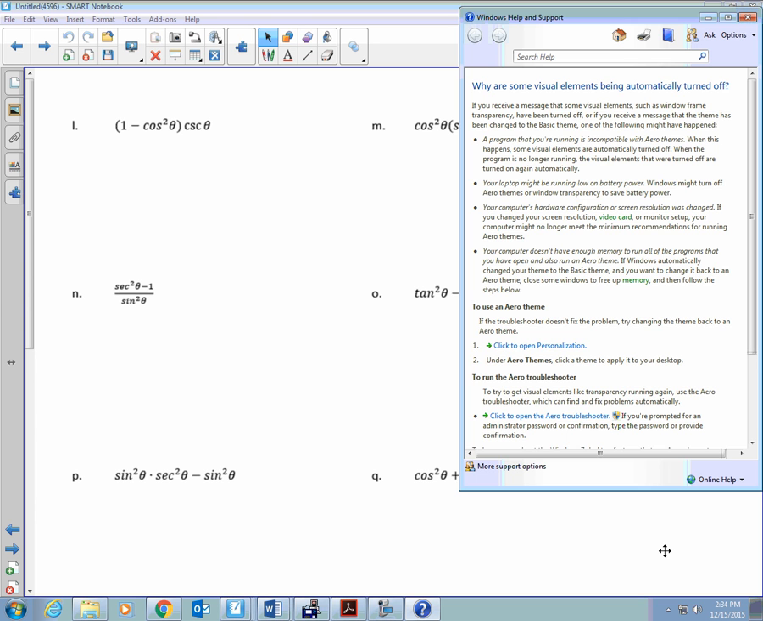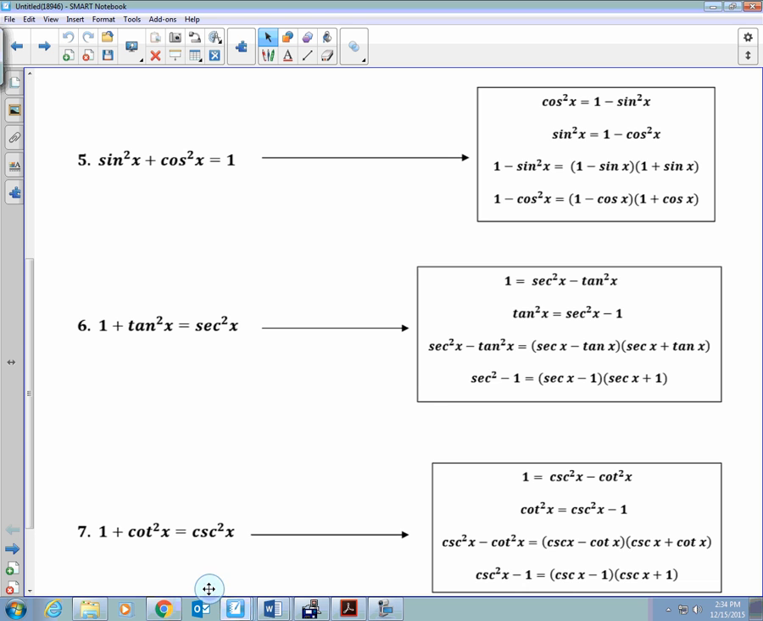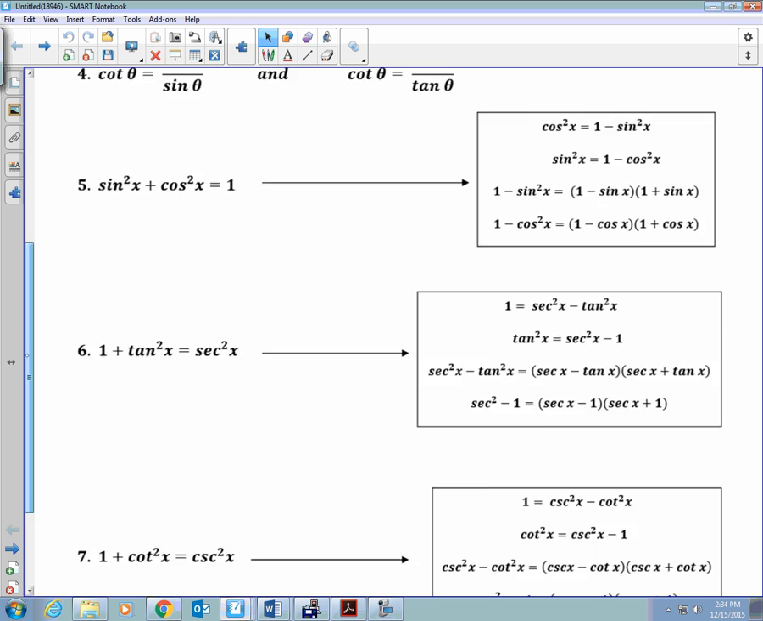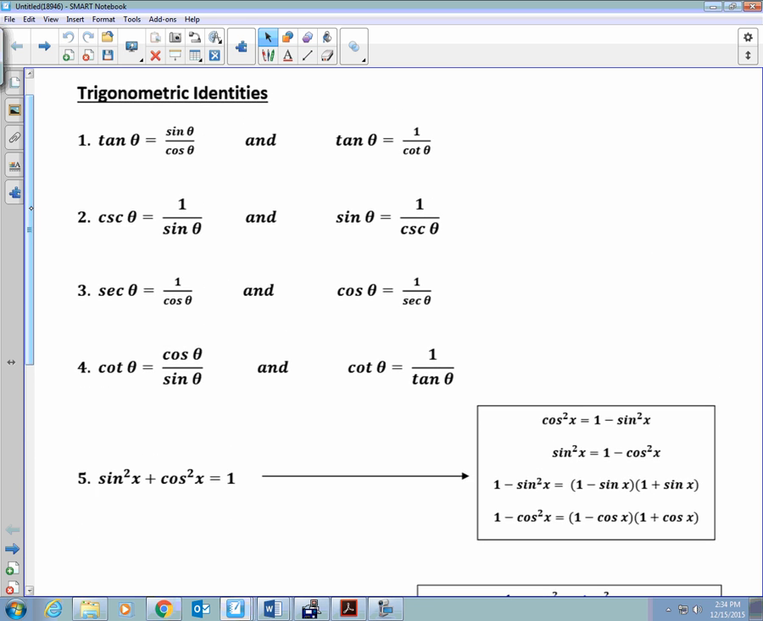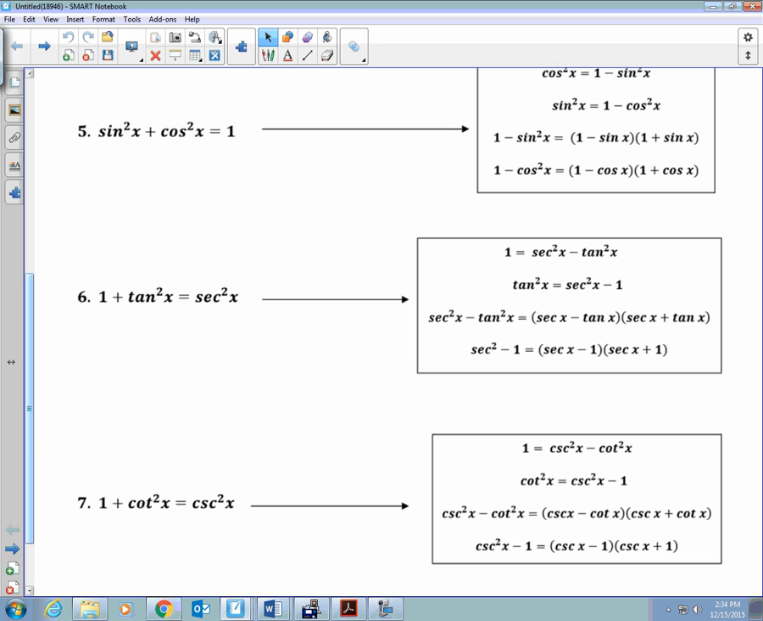Okay? Right here, I don't like this 1 minus cosine squared. I could multiply through by a cosecant, but it would make things kind of messy. Instead, I'm going to insert something for 1 minus cosine squared. Please look at the sheet that I gave you. I have compiled, along with these four, today, and for the rest of the time, we're going to be looking at 5, 6, and 7 as well. And there's a very important formula right here.